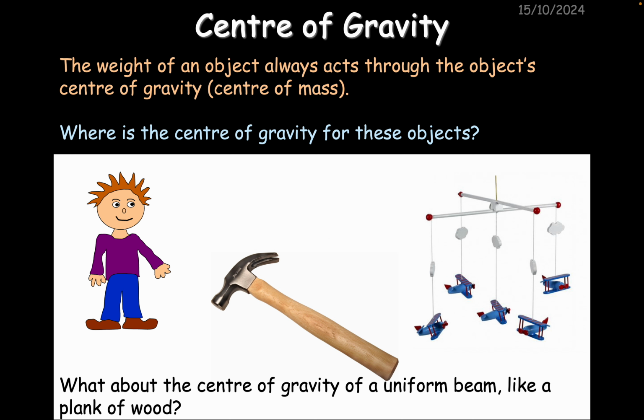So then I've asked you a question at the bottom. What about the center of gravity of a uniform beam, like the seesaw that we were looking at before, or like the plank of wood? So if you've got a plank of wood and it's a uniform thickness and uniform density, we have to assume that the center of gravity of the plank of wood will be the center of its length. Okay? So if it's a non-uniform beam, you'd have to treat it a bit like the hammer and work out where is the balance point where the moments on the right will balance the moments on the left. Okay? So why am I saying this?